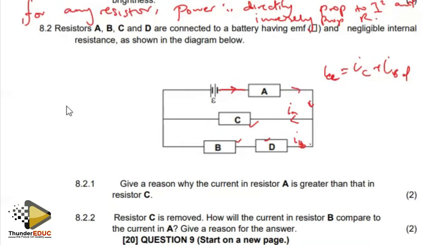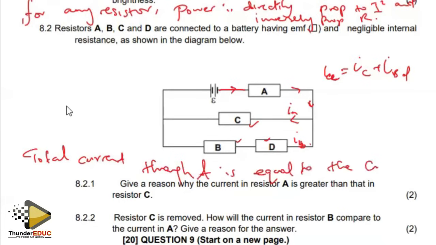Or you can put it in words and tell us that the total current through A is equal to the current through C, B, and D. Total current through A is the total of that, which means it's greater. It's equal to the sum of that. Or you can tell us that the current through C is just a branch. It's just a portion of that.